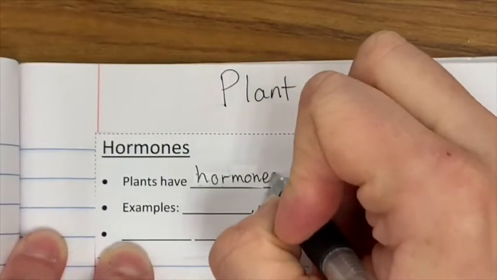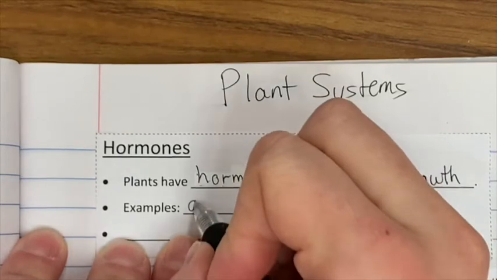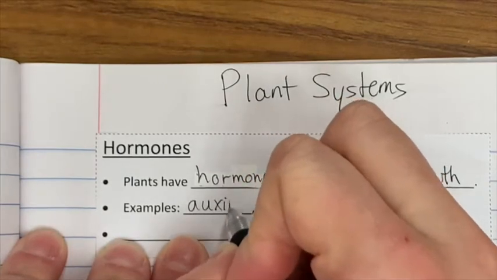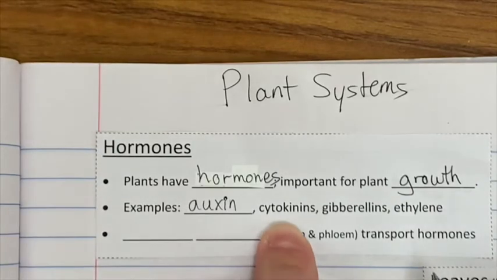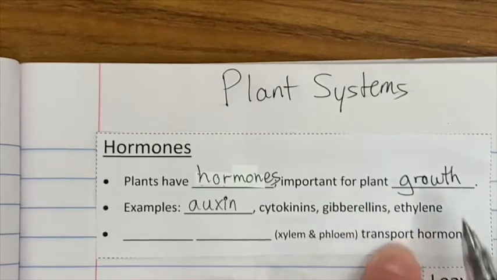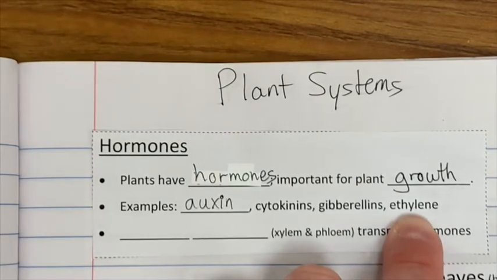Plants have hormones, and these hormones are very important for the plant's growth. The most common example is auxin. Auxin is a plant hormone vital for its growth. Cytokinins, gibberellins, and ethylene are also hormones. Something about growth, something about reproduction, something about development. Like ethylene, this has to do with the ripening of the fruit or the vegetable.